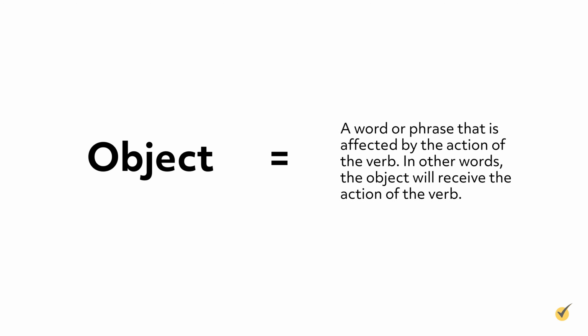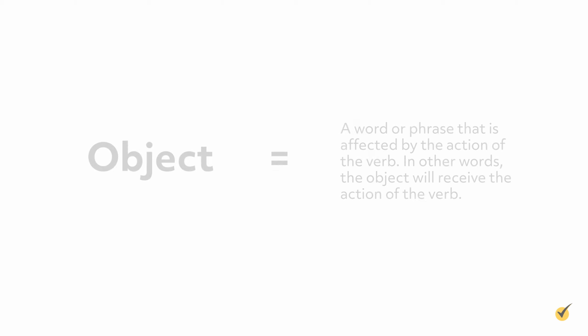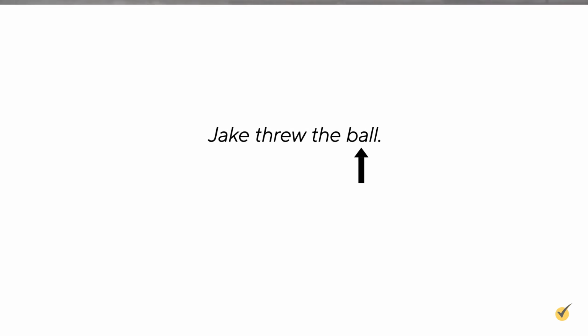To begin, let's go over what an object of a sentence is. An object is a word or phrase that is affected by the action of the verb. In other words, the object will receive the action of the verb. In the sentence, Jake threw the ball. The word ball is the object because that is what is being thrown.